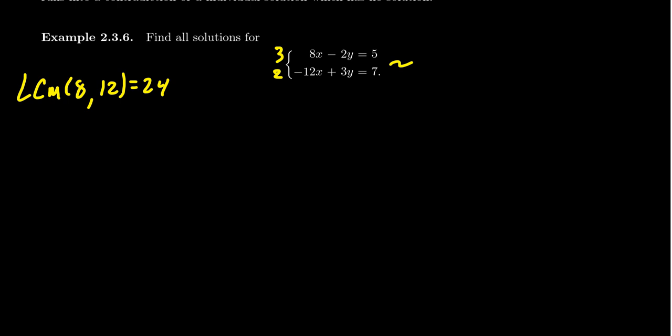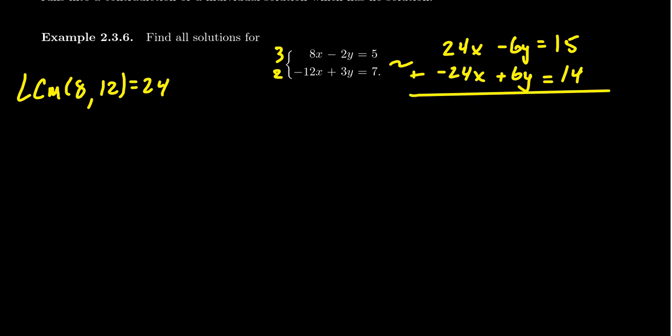This gives me the linear system of 24x minus 6y is equal to 15. And then for the second equation, you're going to get negative 24x. 2 times 2y is going to give you positive 4y. And then on the right-hand side, you're going to get 2 times 7, which is 14. Like so. And so as I combine these equations together, a curious thing happens.